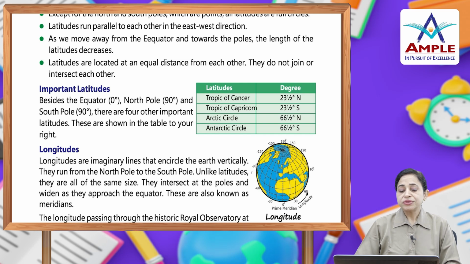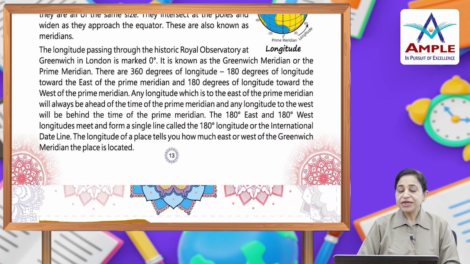Now longitudes. Longitudes are imaginary lines that encircle the earth vertically. They run from the north pole to the south pole. Unlike latitudes, they are all of the same size. They intersect at the poles and widen as they approach the equator. These are also known as meridians. The longitude passing through the historic Royal Observatory at Greenwich in London is marked 0 degree.